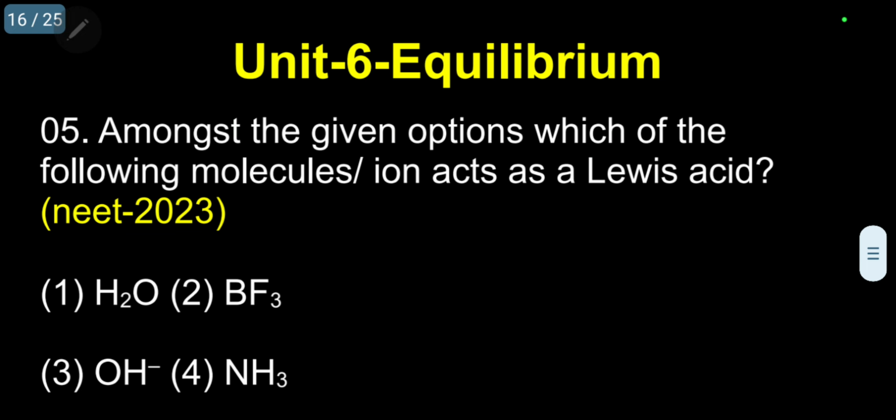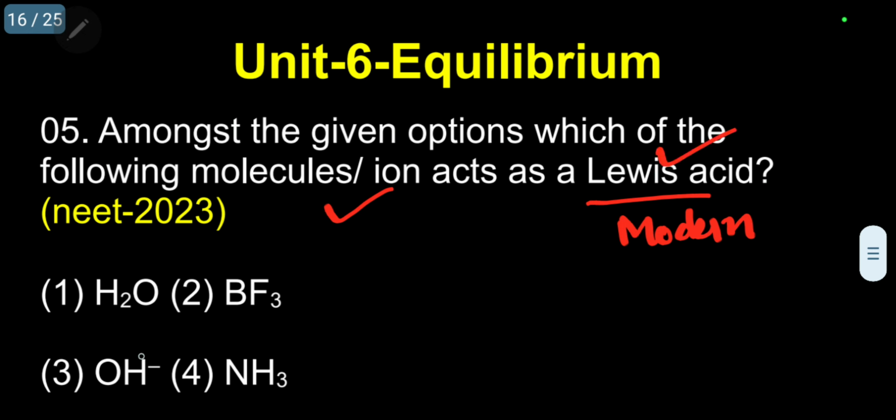Question number 5. Amongst the given options, which of the following molecules or ions acts as a Lewis acid? So this question is asked under Lewis acids and Lewis bases. What is a Lewis acid? A number of theories are available to explain acids and bases. The Lewis acid is the modern theory. That means any species which will accept a lone pair of electrons will act as a Lewis acid.